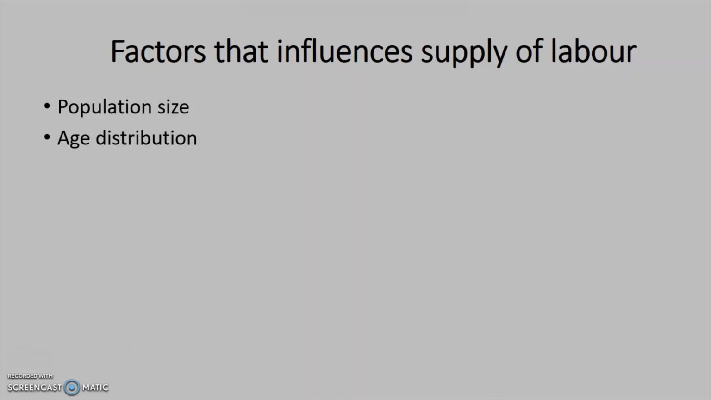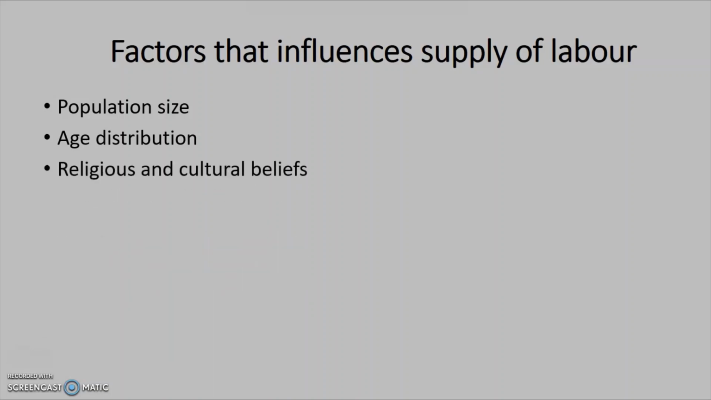Now, if you are in a country where the majority of your population falls within the ages of 16 to 60 years, then it means that you have a working class, meaning the supply of labor would increase. But where the majority of your population falls within the ages of 0 to 15 or 60 plus, then realize that it will affect your supply of labor negatively.